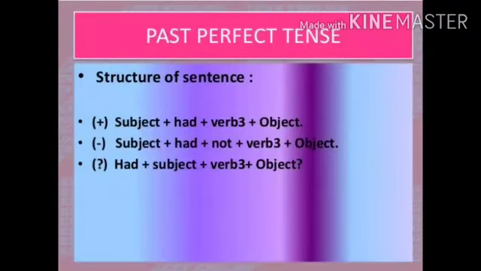Now let's discuss the structure of past perfect tense. As you can see here, first of all we have to use the subject, afterwards the helping verb. The helping verb of past perfect tense is had. Had is used for singular as well as plural subjects. Afterwards we have to use the third form of the verb, and then at last we have to use the object.